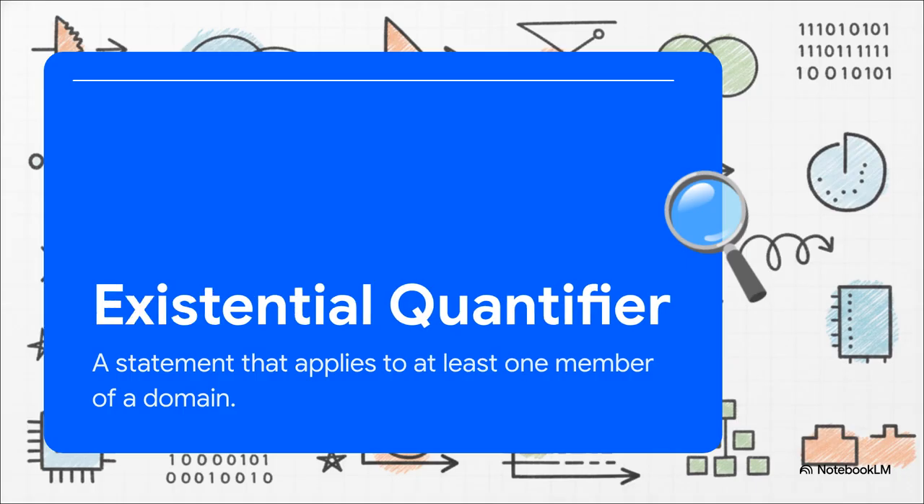On the flip side, the existential quantifier just needs a single instance to be true, meaning there exists at least one valid example. We represent it with a backwards E. This is a much lower bar. If you're searching a massive database for a specific error code, the existential quantifier is true the very millisecond it finds just one occurrence of that error. It doesn't matter if there are millions of successful lines of code around it.